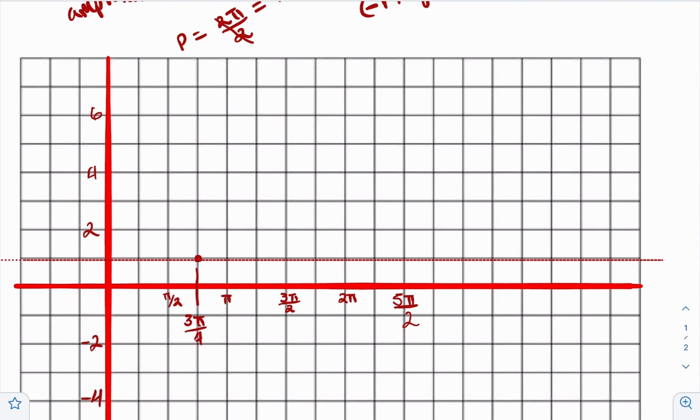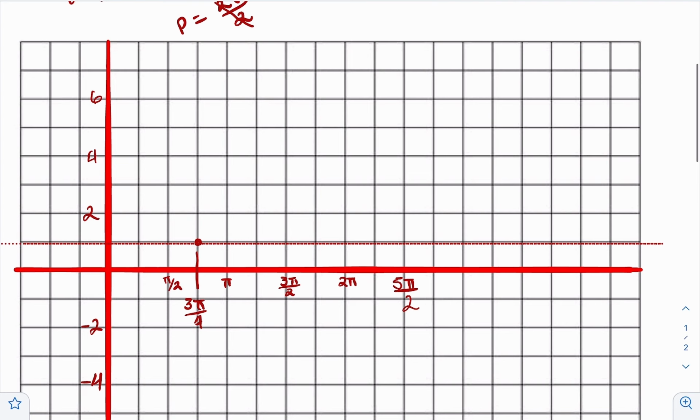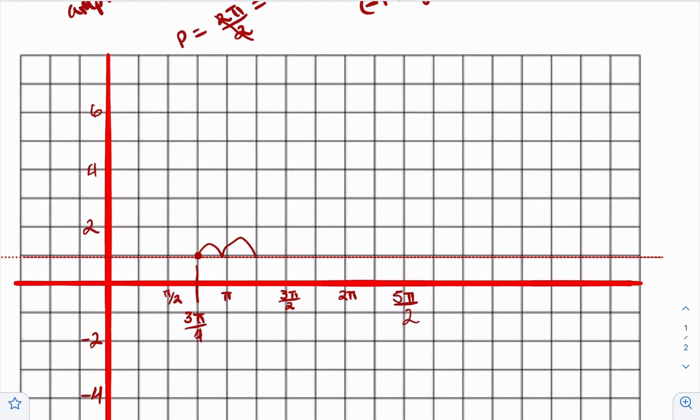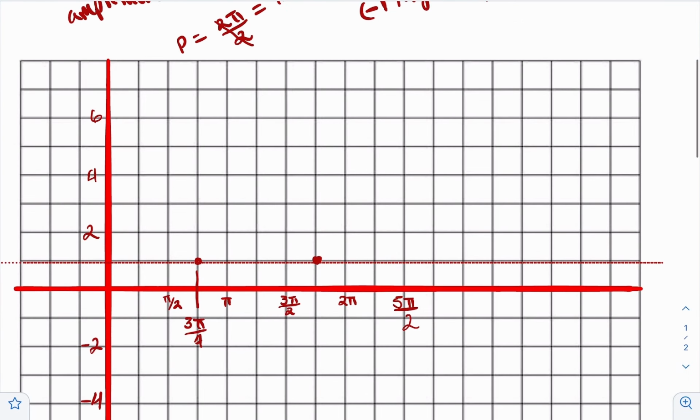That's 1 point done. Now, since we know that the period is pi, then 1, 2, 3, 4 blocks is actually pi. So that means that 1, 2, 3, 4 blocks from here would actually be our next point, where our sinusoidal function has gone through one cycle. Now divide this by 2 and you would get that.